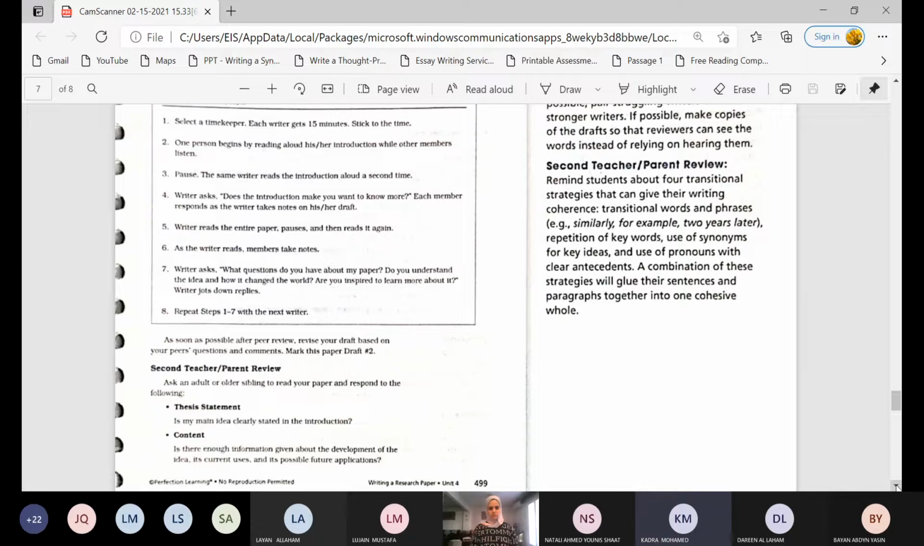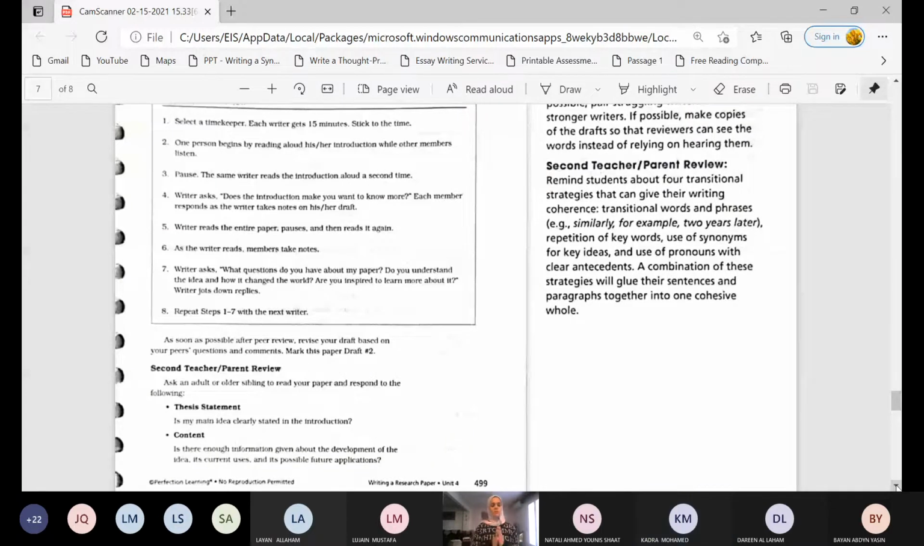The fifth step is the writer reads the entire paper, pause, and then reads it again. Number 6, as the writer reads, members take notes. Number 7, the writer asks, what questions do you have about my paper? Do you understand the idea and how it changed the world? Are you inspired to learn more about it? The writer jots down replies. Number 8, repeat the steps with another writer. Yes, thank you, Kadra.